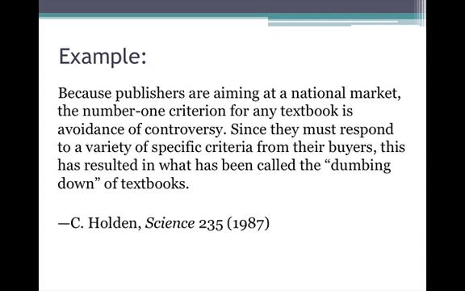This one comes from science. Because publishers are aiming at a national market, the number one criterion for any textbook is avoidance of controversy. Since they must respond to a variety of specific criteria from their buyers, this has resulted in what has been called the dumbing down of textbooks. Let's start by highlighting the indicator words.